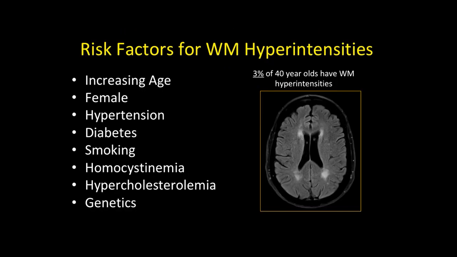So our first variant that we will look at is chronic small vessel ischemic changes, these white matter hyperintensities. And the risk factors for these changes, you know these well: increasing age, female, hypertension, diabetes, smoking, hypercholesterolemia, and just genetics. And 3% of 40-year-olds have white matter changes on MRI, and that is far more than how much multiple sclerosis affects the US population. Keep that in mind.